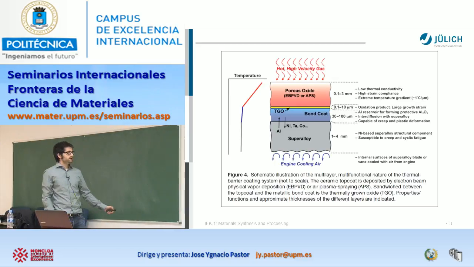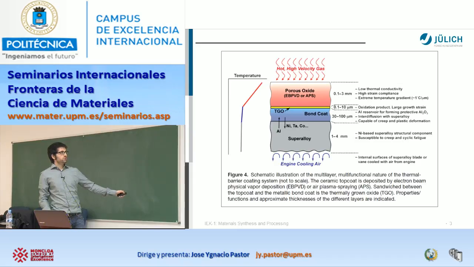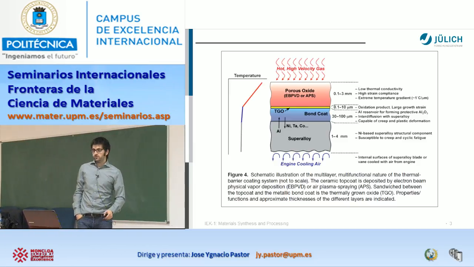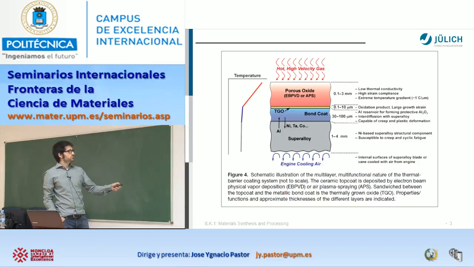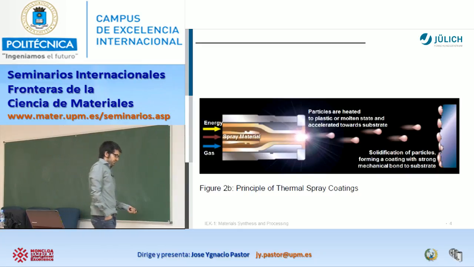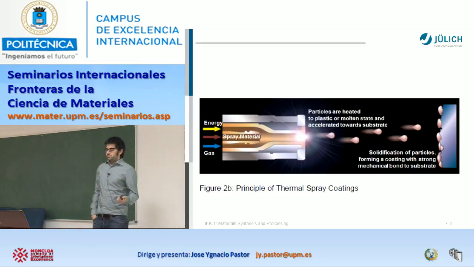Please remember your substrate, typically a superalloy, a bond coat to join your thermal barrier coating with the superalloy, and the TGO that is formed, okay? And obviously the gradient in temperature, because the idea of that one is to reduce the temperature. But then obviously the question is how it's produced.